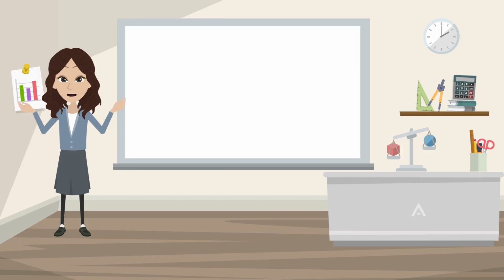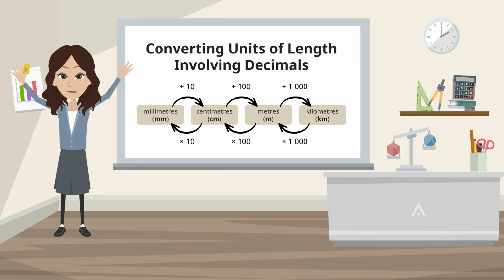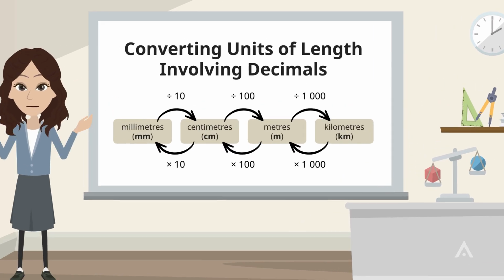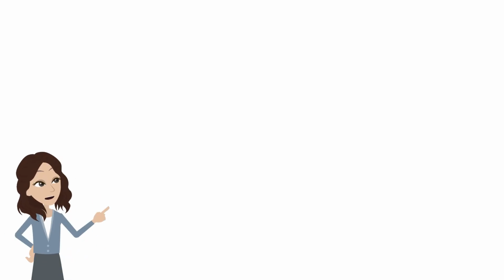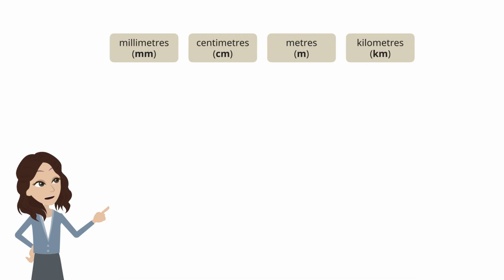Today, we will learn how to convert between units of length involving decimals. Can you recall the different units of length? The units of length are millimeters, centimeters, meters, and kilometers. Let us first convert between centimeters and millimeters.